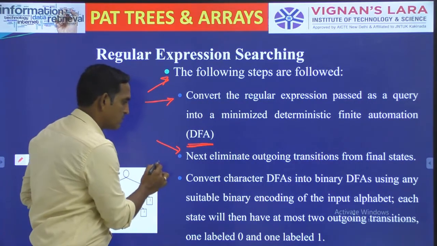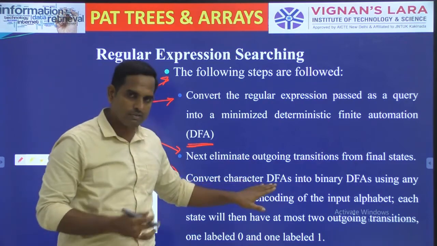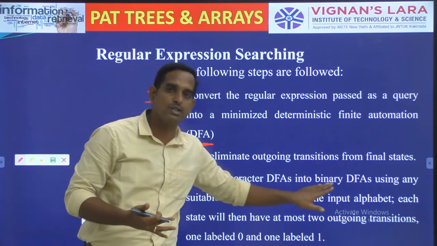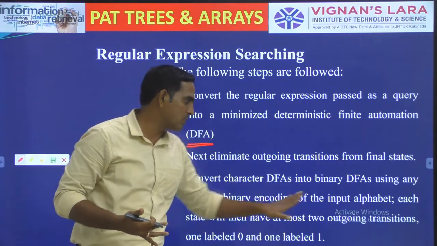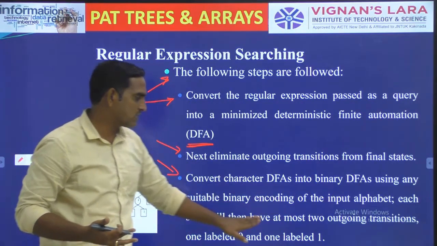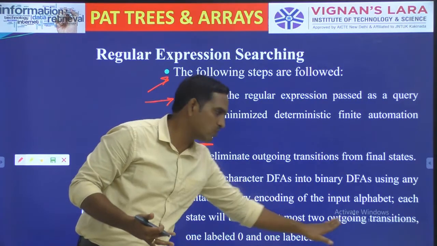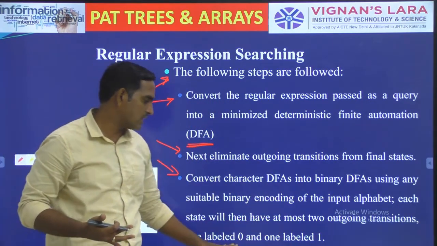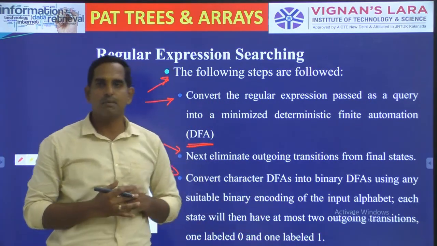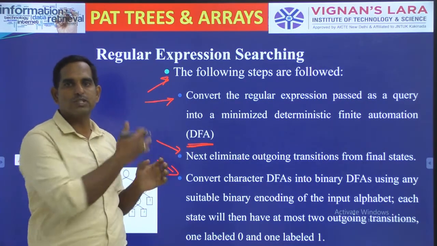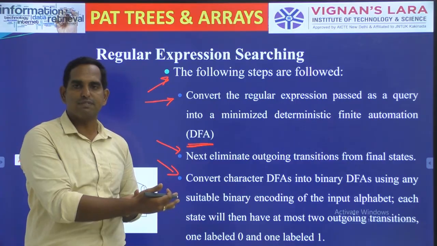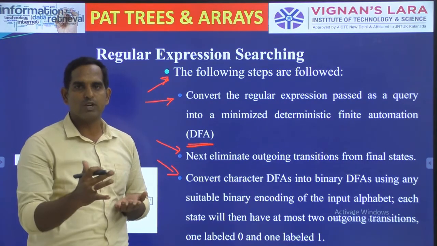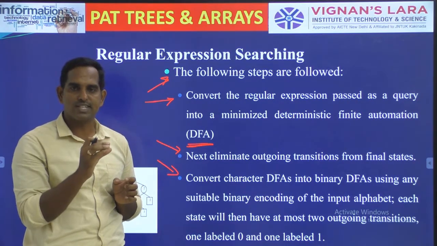Next, convert that particular character DFA into a binary DFA using any binary encoding of your input alphabet. Each state will be having at most 2 outgoing transitions, one labeled 0, another labeled 1. So what you have to do is take that particular regular expression, convert it into a DFA. From the DFA, remove your outgoing transitions from the final states.